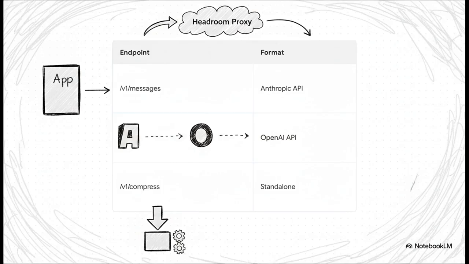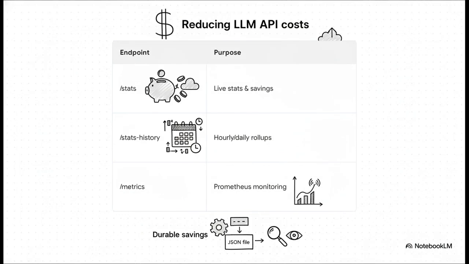Oh, and for those of you using the TypeScript SDK, the /v1/compress endpoint handles standalone compression without making any LLM network calls at all. Of course, you absolutely need to know what you're actually saving. For observability, you get a whole suite of tools, from Prometheus-formatted metrics to live session stats, that store your durable savings right in a local JSON file.